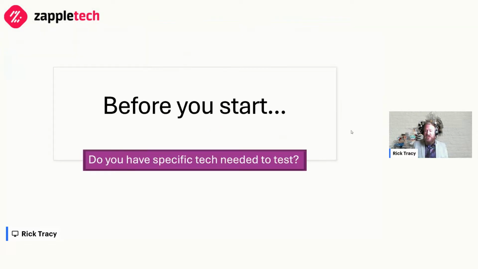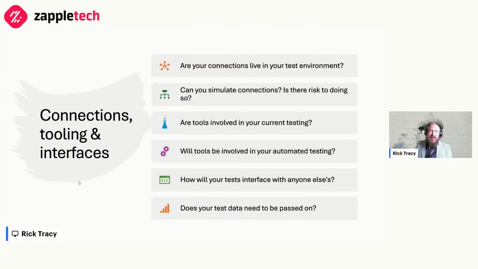Another important question before you start is, do you have a specific tech that's needed in order to test? And these can be things like specific tool sets, but it can also be things like connections and interfaces with other people, with other systems. So the questions here are, are your connections live in your test environment, or are they simulated? Is there a risk in simulating them? Might you maybe give a false positive if you do so in automation? And what kind of tools are involved? Are they involved just in automation, or are they involved in your manual testing?